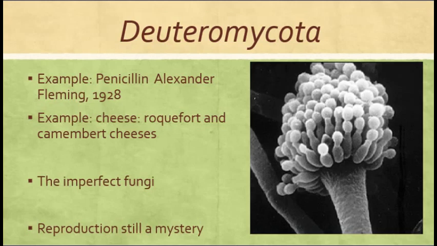They're called the imperfect fungi because we don't know how they reproduce. So when it comes to reproduction on these guys, even now, we don't know how they do it. So we make it into a medicine and we don't even know how it fully works. Right, we just know that it does work. But we don't know the mechanism by which these guys reproduce. We know the mechanism by which the drug works because it actually kills bacteria by punching a hole in their cell membrane.